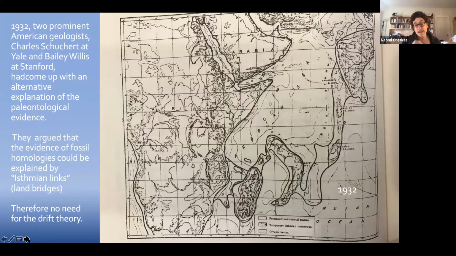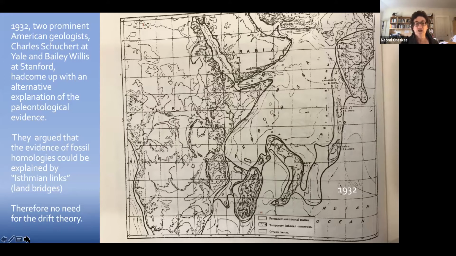Now, this is though all happening at the exact same time that a group of American geologists are trying to explain away continental drift. So as I've said, most Americans didn't accept the theory, and there's a long, complicated story why that is. And if you're interested, then you can read my first book. But just at the very same time that Hess is analyzing this data and having this rich conversation with Vening Meinesz, two very famous, very prominent American geologists, Charles Schuchert at Yale and Bailey Willis at Stanford, had come up with an alternative explanation of the paleontological evidence of drift.